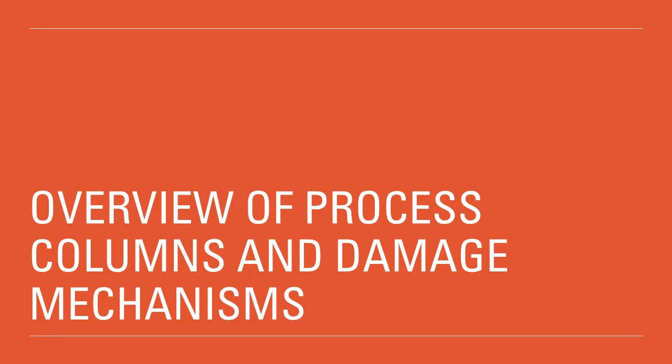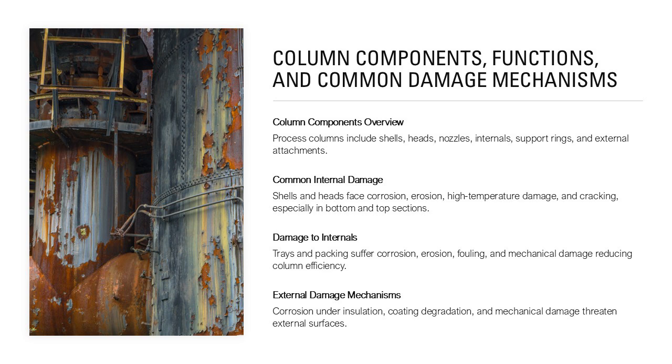Column components, functions, and common damage mechanisms. Process columns are vertical pressure vessels designed to promote mass and heat transfer between vapor and liquid phases. Typical column components include the shell, heads (top and bottom), nozzles, manways, internals such as trays or packing, support rings, distributors, downcomers, and external attachments like platforms and ladders. Each component experiences different mechanical and corrosion stresses depending on its location, process conditions, and operating history. Inspectors must understand how columns function and how process variables influence damage in order to focus inspections on the most susceptible areas.